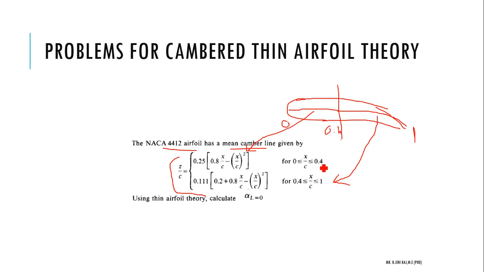Okay, 0 to 0.4, from 0.4 to 1. So this camber line behaves like this equation, and the remaining part behaves like this equation. With both equations we need to calculate the lift, or we need to calculate alpha L equal to 0. With these two equations only we need to calculate it.